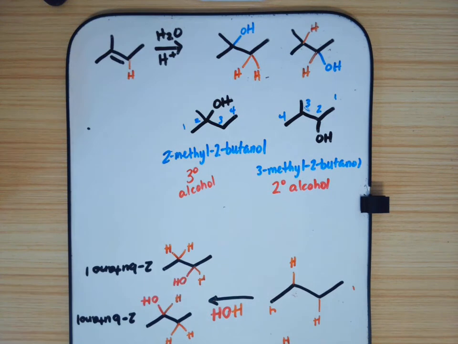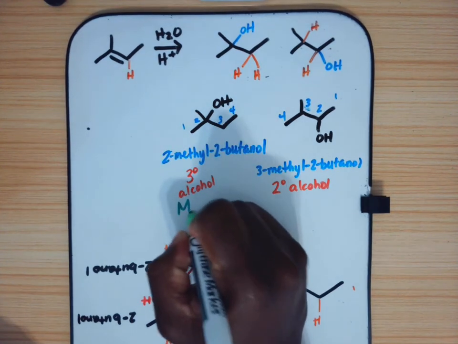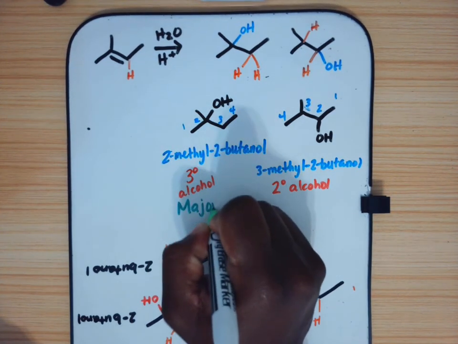If you were to perform the hydration of 2-methyl 2-butene in a laboratory, you would see a mixture of both products, but you would see more of one than the other. The product that you would see more of is called the major product. The product that you would see less of is your minor product. This tertiary alcohol will give you your major product.